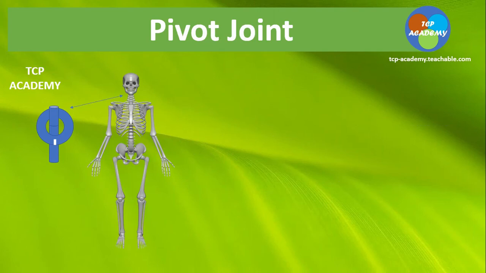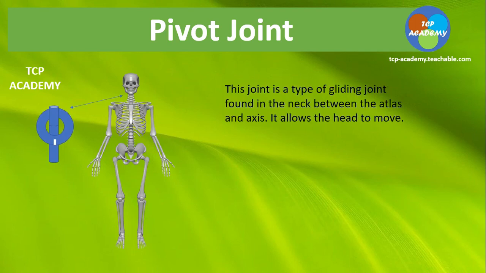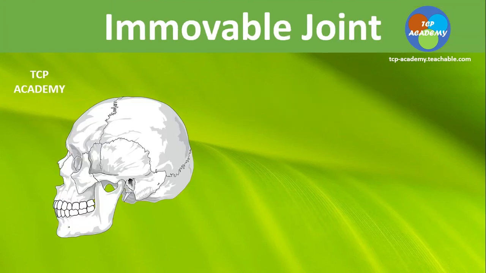Here we have another joint called the pivot joint, and this joint is found right at the top of the neck, the base of the head there, and it is a type of gliding joint. If you look at the animation, it allows the head to go back and forth, left and right. This joint is a type of gliding joint found in the neck between the atlas and the axis. It allows the head to move.